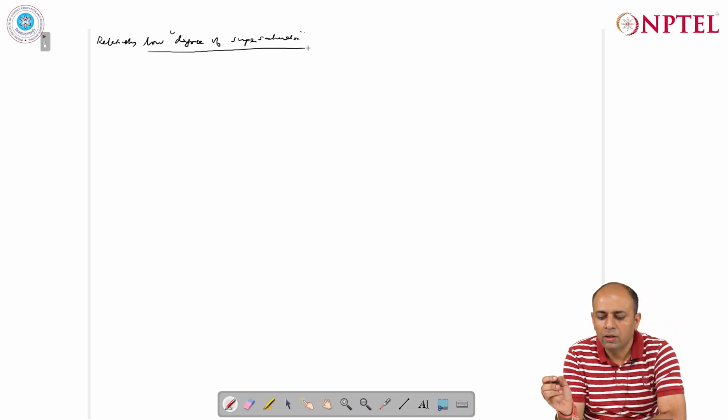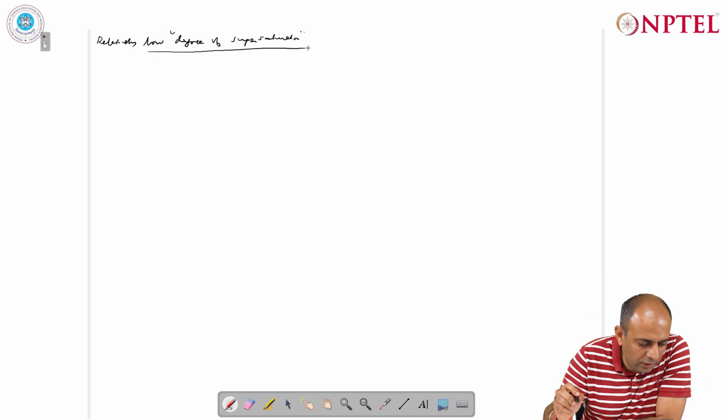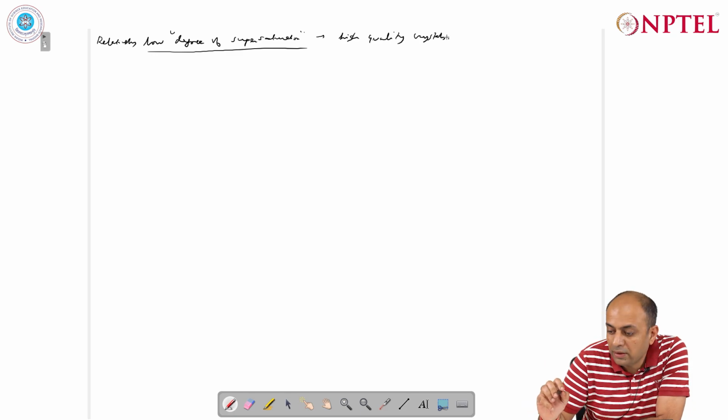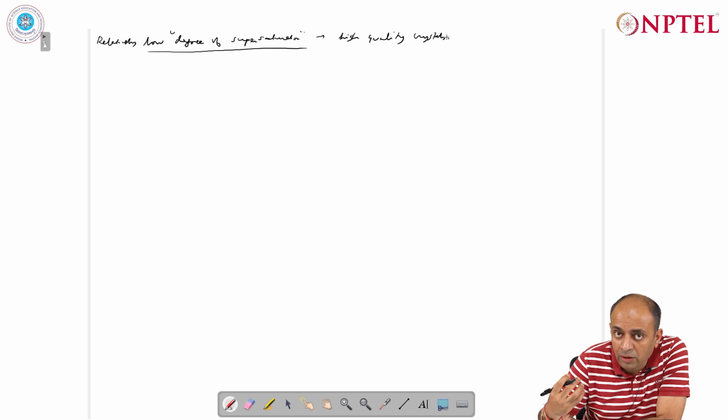A relatively low degree of supersaturation is necessary because this results in high quality crystals, and these crystals will also have much reduced defects. So we do not want very high levels of supersaturation because precipitation can take place, and the necessary crystallinity which is required will not be there in the crystals.